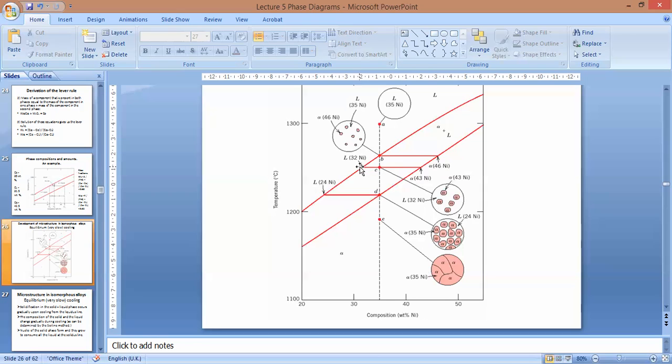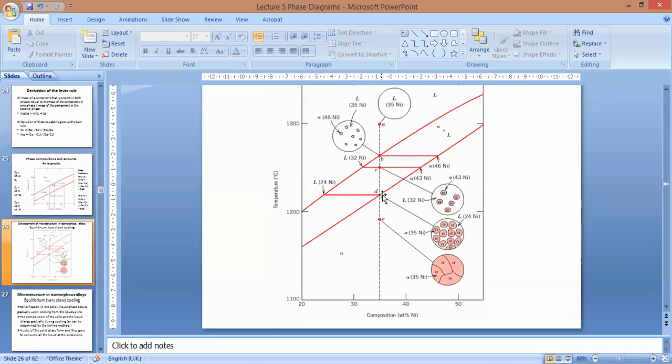So meaning if you want to find the amount of liquids, what do you do? It's this. You're going to say 43 minus 35 divided by the overall distance, which is 43 minus 32. That's how you find the composition for your liquids. Composition for your solids is this part here, which is going to be 35 minus 32 as your numerator. Denominator will be 43 minus 32. That's how you find your composition for the solid particles for C.